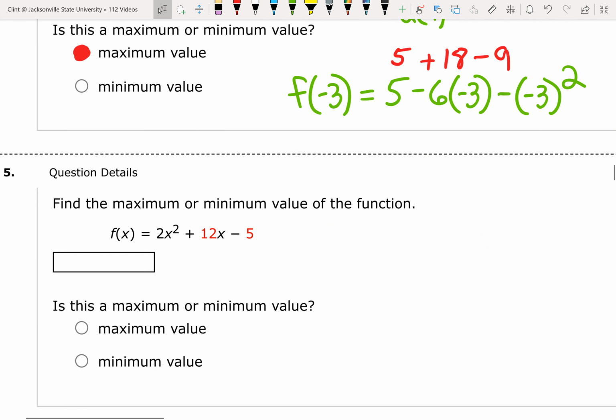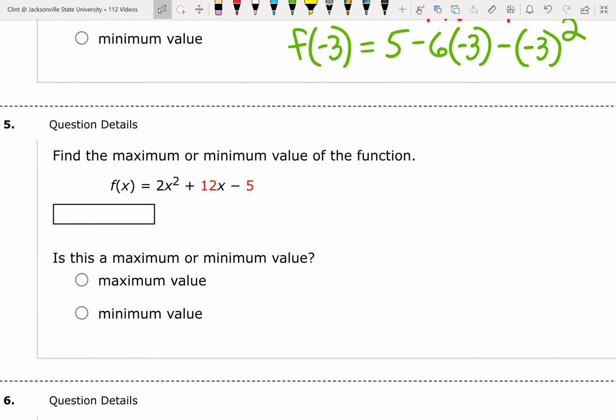Okay, number 5 is the same type of problem. We do negative b over 2a, we'll get negative 12 over 2 times 2. So negative 12 over 4. And just by coincidence, that gives us negative 3. So then we're going to plug that in. Do f of negative 3.